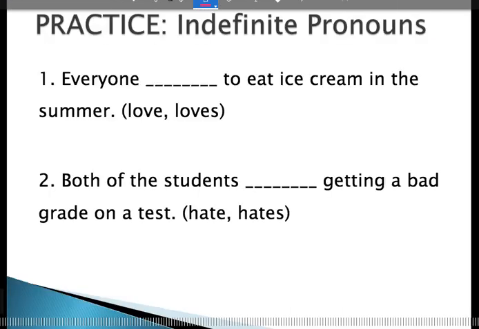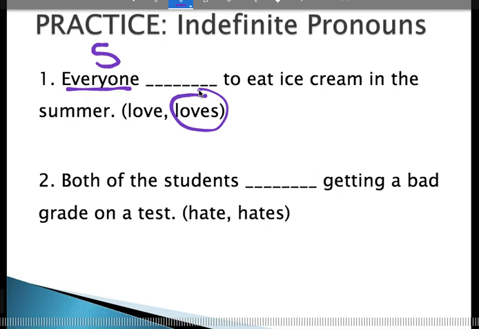So, some practice. Everyone love or loves to eat ice cream in the summer? Everyone. We have to ask ourselves, is that singular or plural? Every single one, every single person love or loves to eat ice cream. So that is singular, so we need a singular verb. That means we need the one with an S. Everyone loves to eat ice cream.